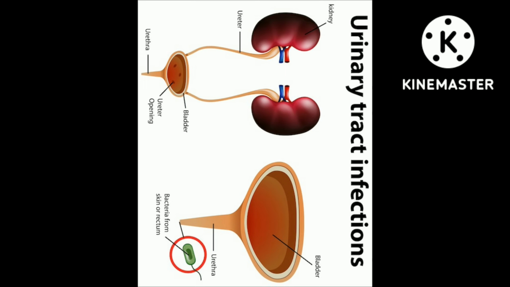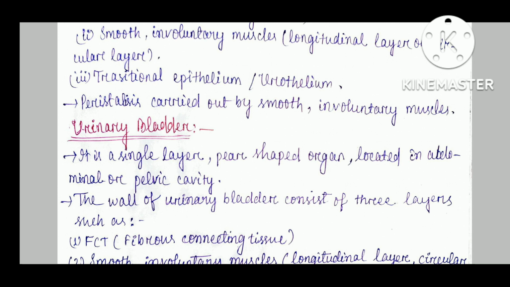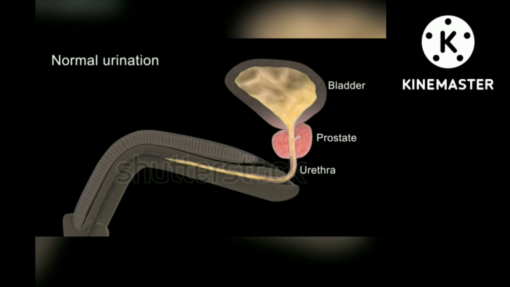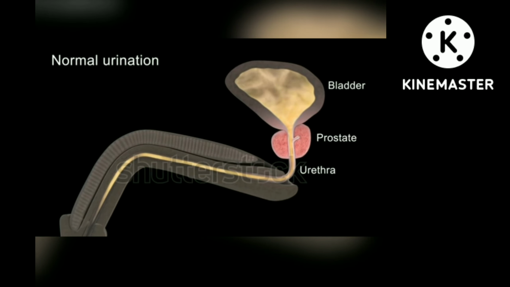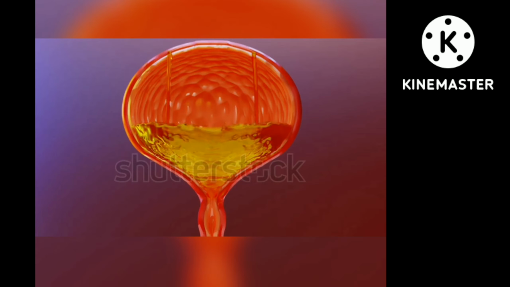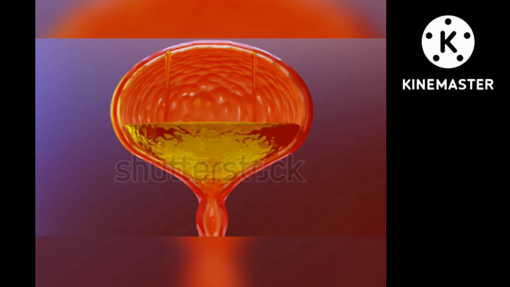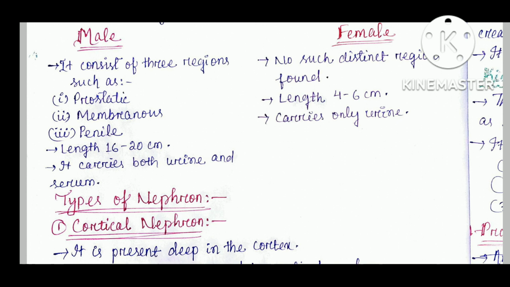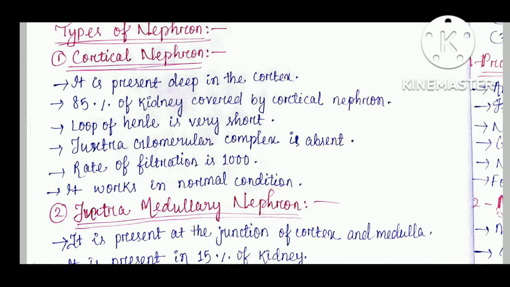Urinary bladder. It is a single-layer pear-shaped organ located in the pelvis. Function: it helps in temporary storage of urine. Urethra also helps in voiding of urine, and only urine in case of female. Male and female urethra differentiation. Male: it consists of three regions, prostatic, membranous, and penile. Length is 16 to 20 cm. Carries both urine and semen. Female: no such distinct regions are found. Length is 4 to 6 cm. Carries only urine.